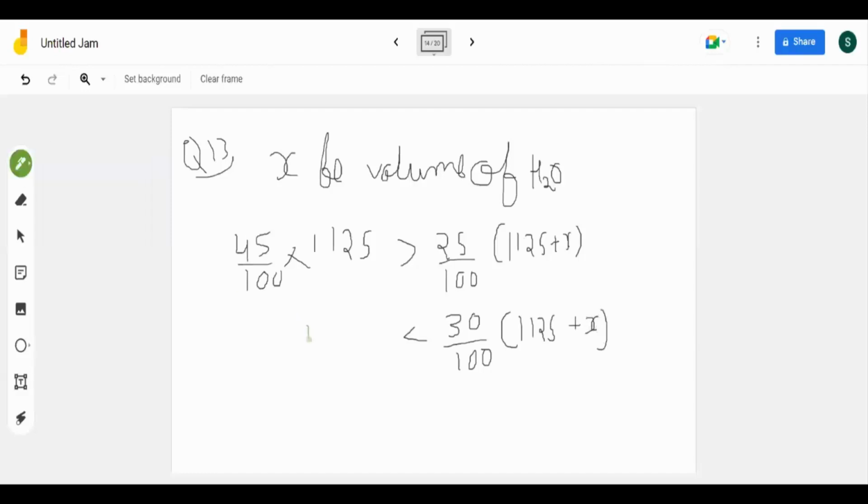So this is the same. It is 45 by 100 into 1125. We have taken x liters as the volume of water. So our acid content, initially 45 by 100 of 1125, should be between 25 and 30% of the new solution. The new solution will contain 1125 liters plus x liters of water. So 25 by 100 of 1125 plus x is less than that, and 30 by 100 of 1125 plus x is greater.